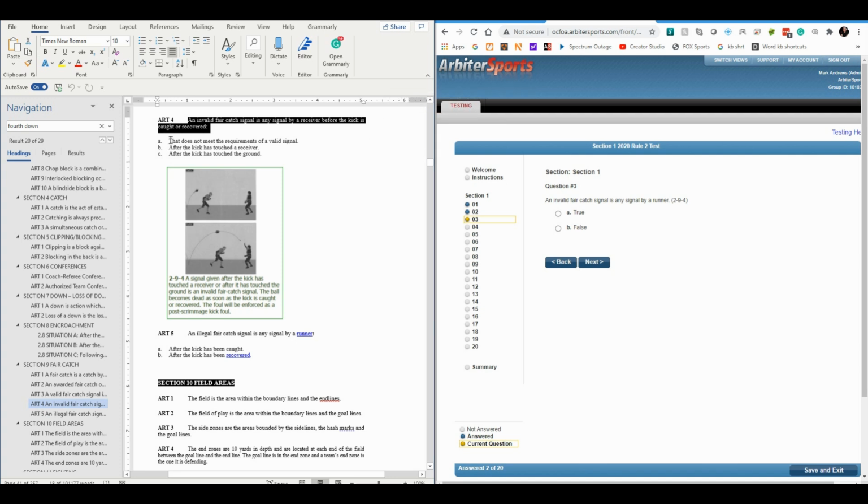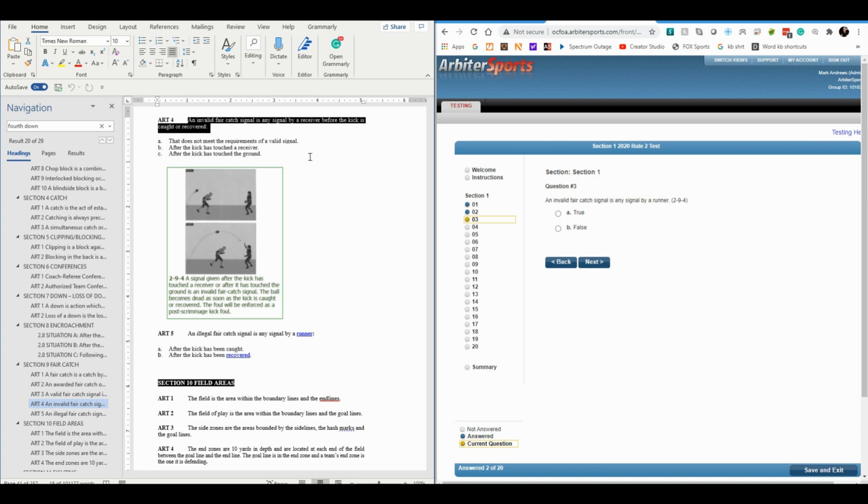And the three criteria for an invalid fair catch signal is that it does not meet the requirements of a valid signal. It's after the kick has been touched by a receiver or after the kick has touched the ground. So a receiver cannot commit a signal that is not clearly a valid signal. And a valid signal is the hand straight up over the head, waving side to side. That is the only valid fair catch signal there is. If you see a receiver waving his hands, anything other than that valid fair catch signal, it's invalid.